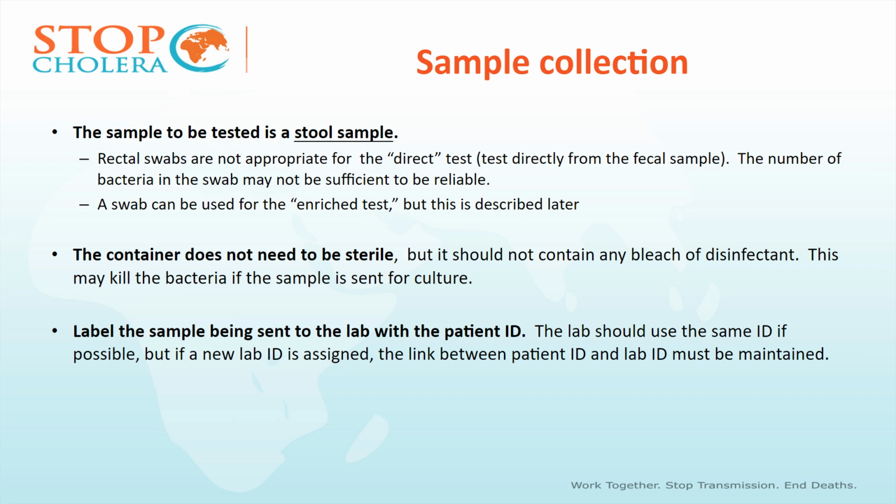The use of rectal swabs for doing the direct RDT sometimes works, but this has not been validated and is not as sensitive since the number of bacteria may be less than can be detected. The container for collecting the stool sample does not need to be sterile, but it should be clean. It can be cardboard or plastic, and it should not have any bleach or disinfectant, since the sample may also be sent for culture, and this would kill the bacteria, invalidating the culture result. Be sure to label the sample with the patient identification. The lab may assign a new lab ID. If the lab assigned a new number, be sure there is a link between the 2 identifications.